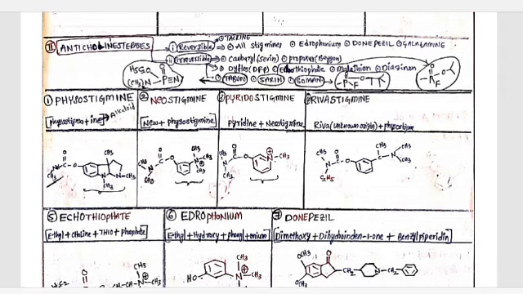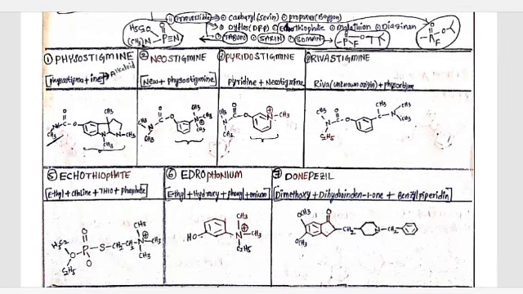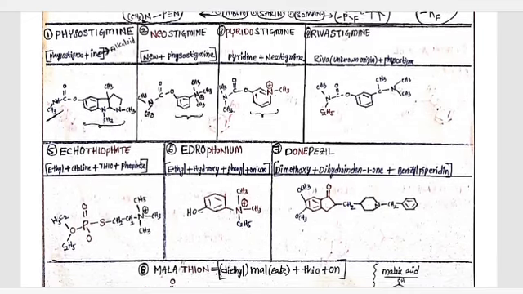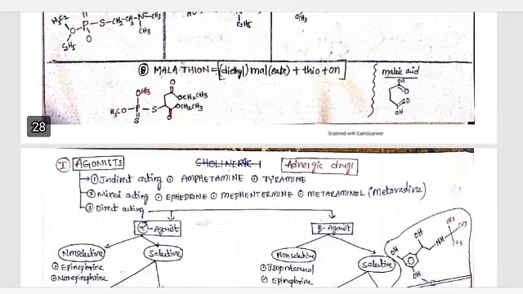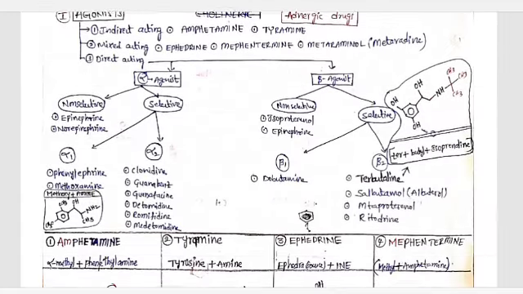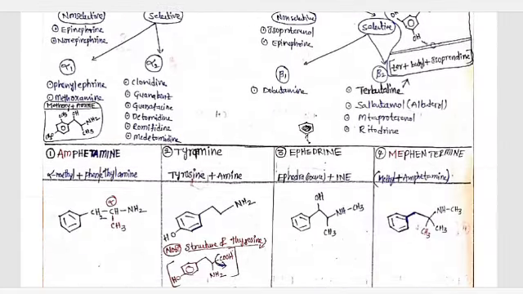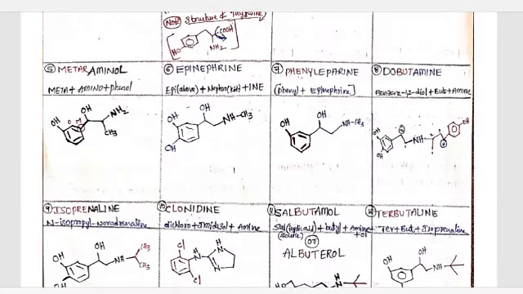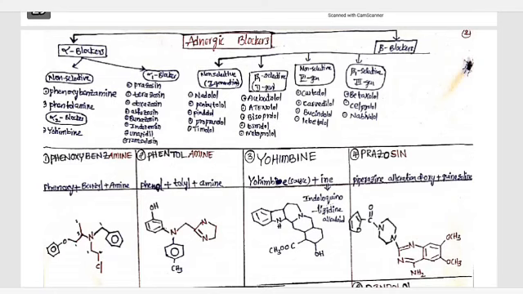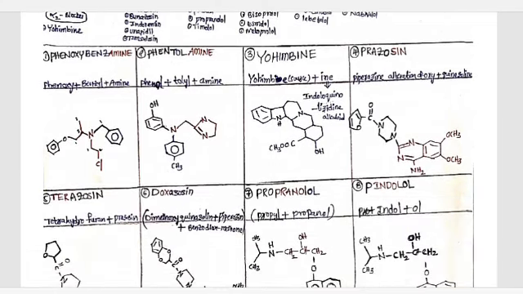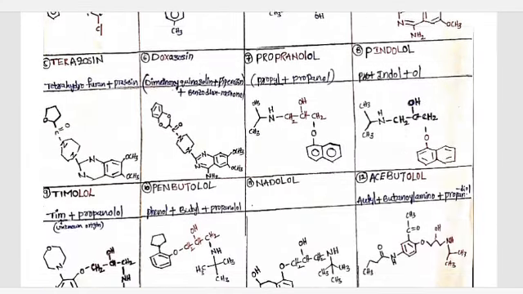Like this, the -ine is an indication of alkaloid. Like that, the names have some etymology. If you know that etymology, you can easily understand and remember the structure also easily. This is a classification followed by the structure given along with their etymologies. You can easily understand why the name came like this.